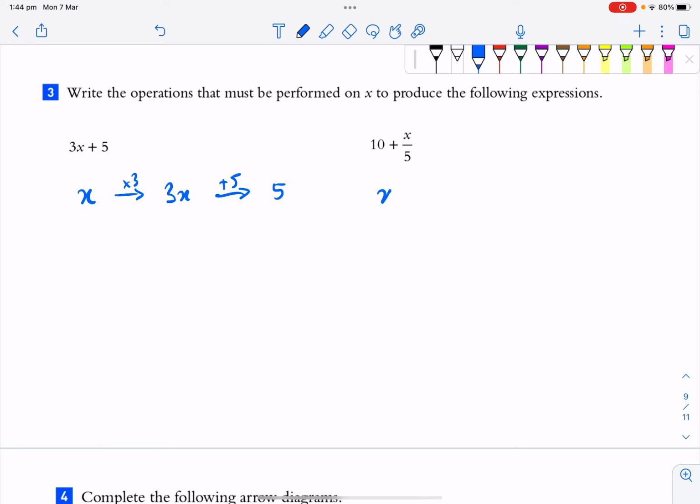So over here, we start with x again. Next step, we're going to divide by 5, so we can get x over 5. And then we're going to add 10 to get x over 5 plus 10.